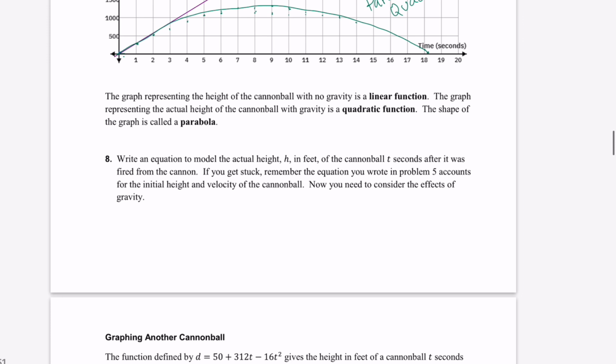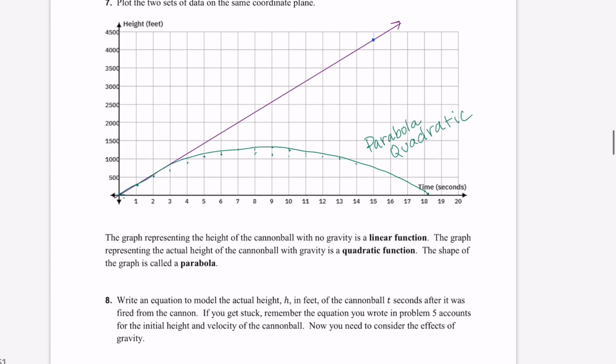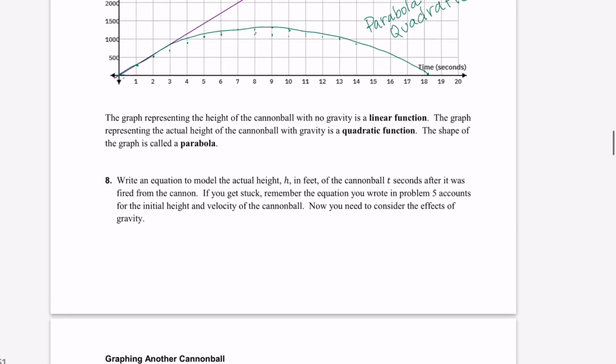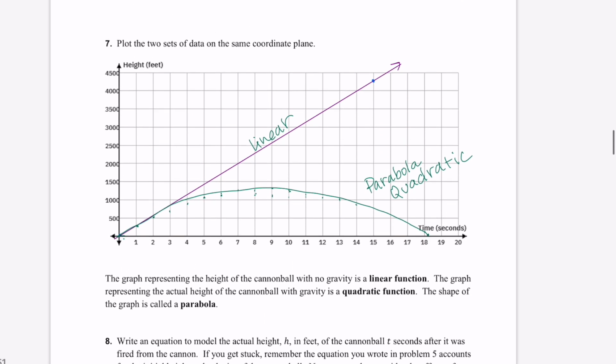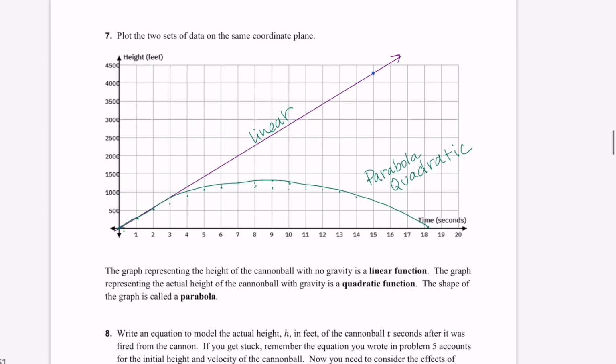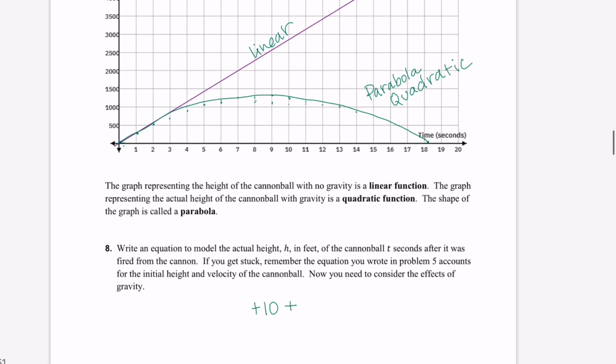Okay, so the graph representing the height of the cannonball with no gravity is a linear function. And the graph representing the actual height of the cannonball is a quadratic function. And this shape is called a parabola. Okay, so we're going to write an equation to model the actual height in feet. So we started at 10. And then we added 288 feet every second.